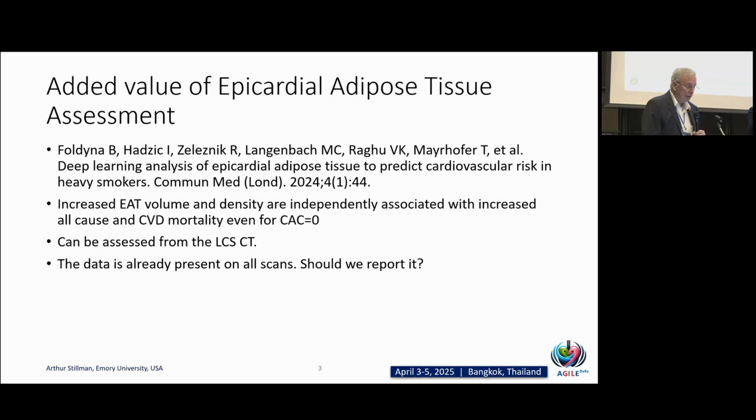One thing we could consider is looking at the epicardial adipose tissue. Again, I have a reference here for people to read if they wish. It's been found that increased epicardial adipose tissue volume and density are independently associated with increased all-cause and cardiovascular disease mortality, even for calcium scores of 0. And this can be assessed from the lung cancer screening CT. The data is already present on all the scans. Should we be reporting it?